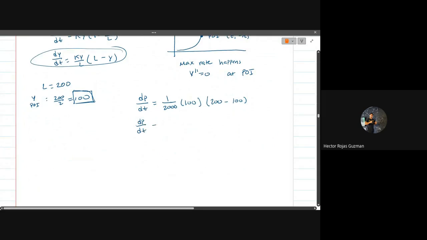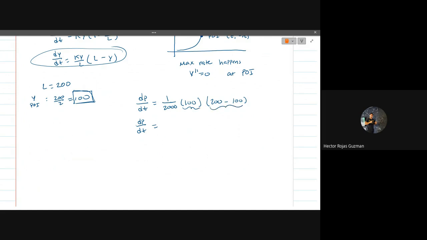dp dt is equal to 100 times 100. So just basically count the zeros. Divided by 2,000. 10,000 divided by 2,000 is equal to 5. So the maximum rate happens when the second derivative is 0, which means the limiting capacity allowed us to find the y value, which was 100. And using the 100, we can find the maximum rate here, which is 5.